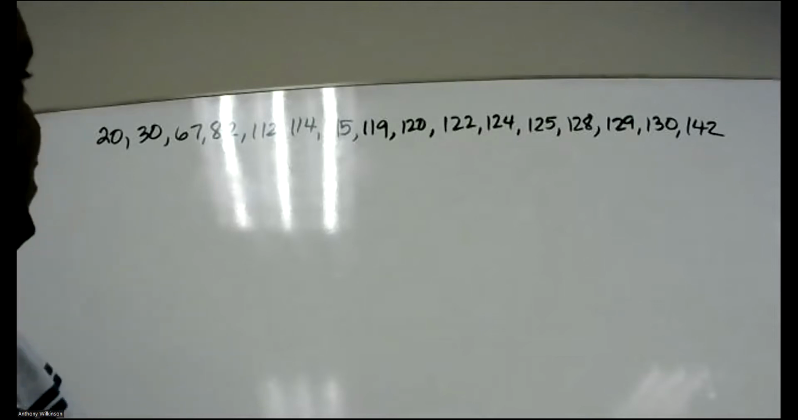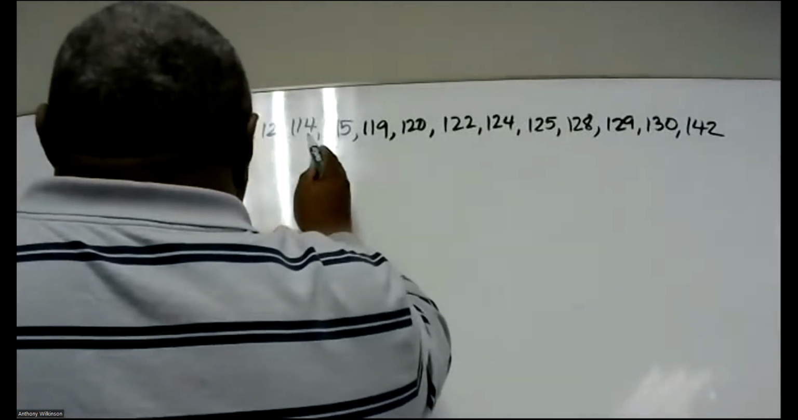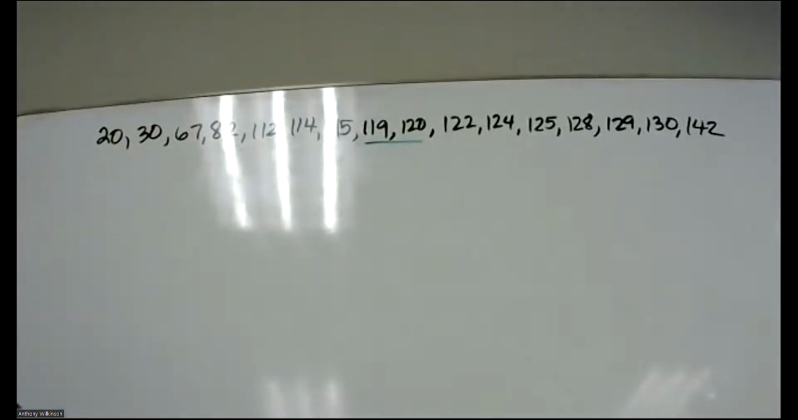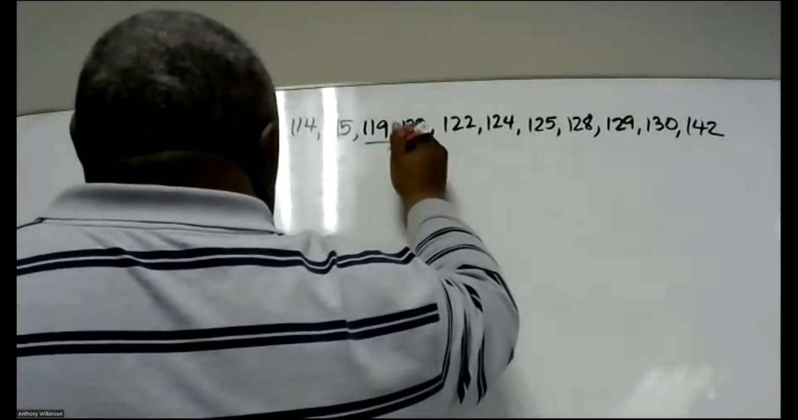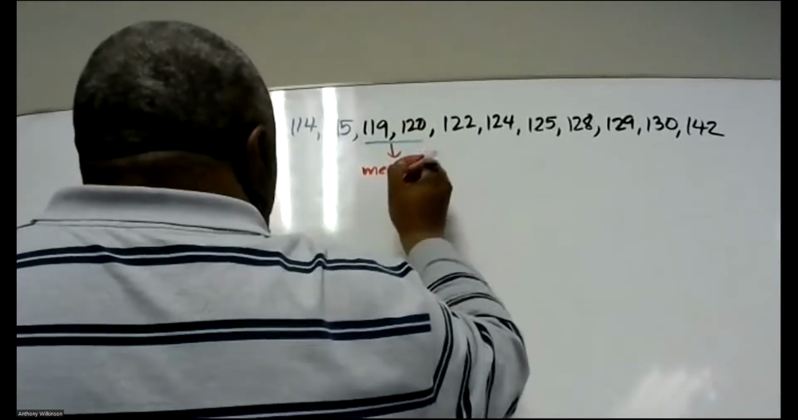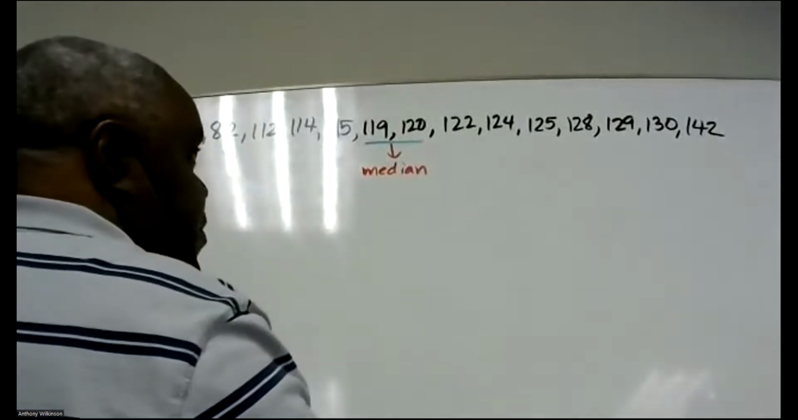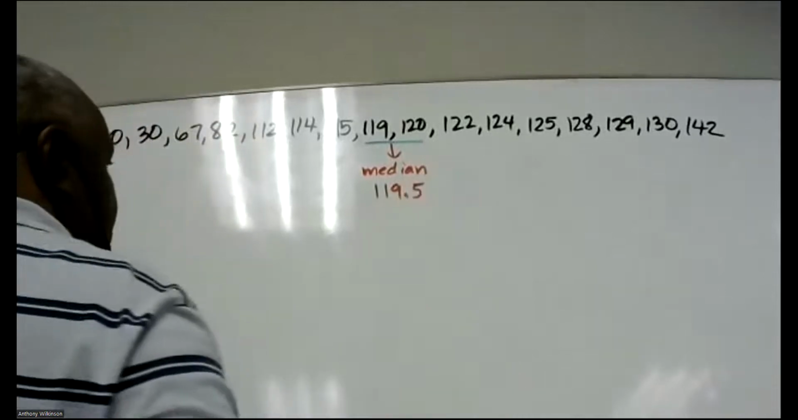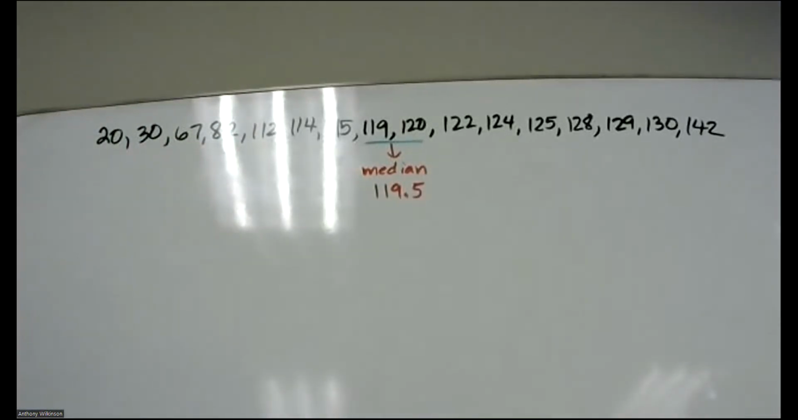Okay. So now the two middle numbers are these two numbers right here, 119 and 120. So that means the median is halfway between 119 and 120. Has to be 119.5. Just add 119 and 120 together. That sum will be divided by 2. You'll get 119.5. Okay.